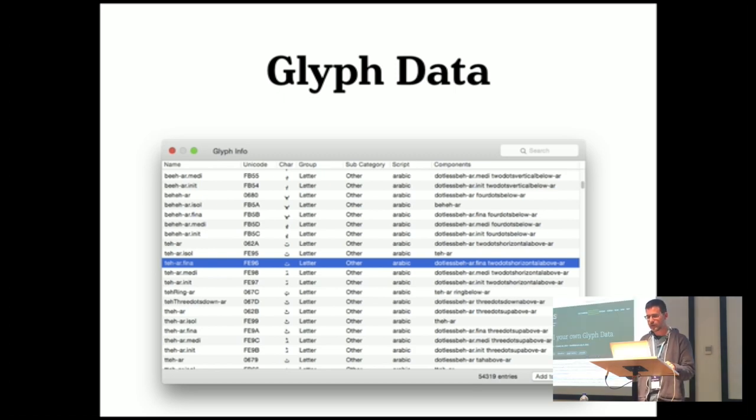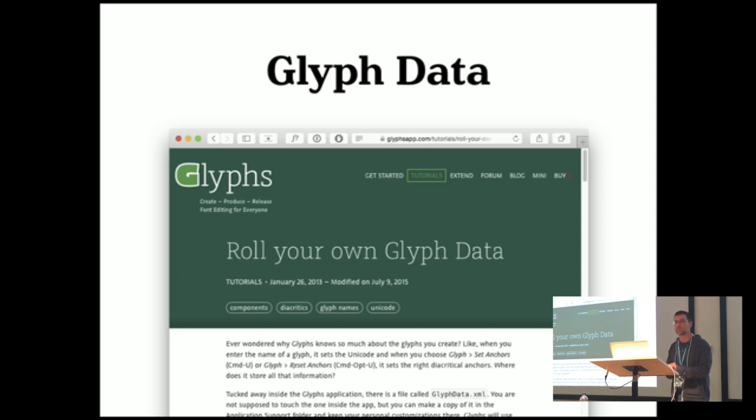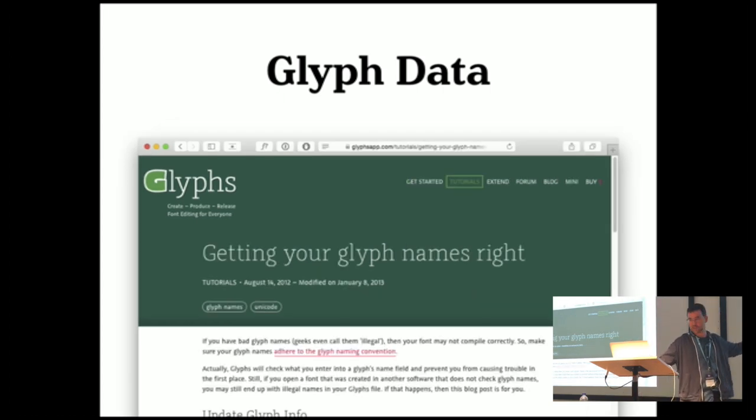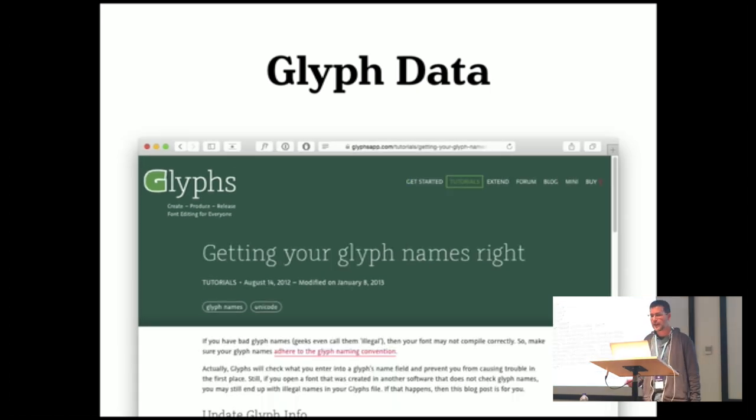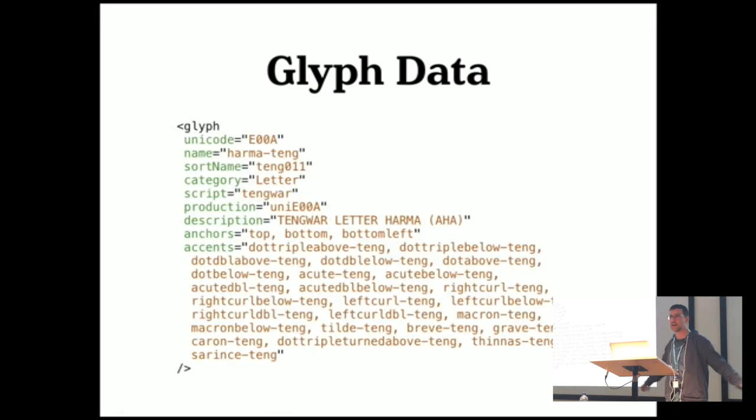All right, so in order to do that, there is a tutorial on our website called Roll Your Own Glyph Data. It's pretty easy. All you have to do is write something. Another thing, there's two tutorials. One is Roll Your Own Glyph Data, and there's Getting Your Glyph Names Right, which is also pretty smart to do. And all you have to do is write something like this.